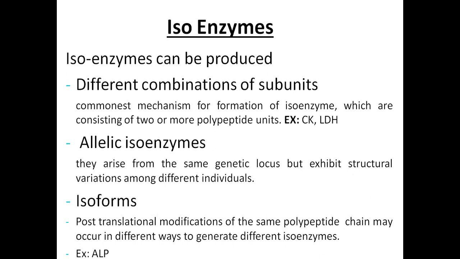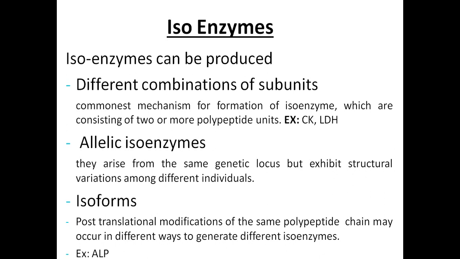CK and LDH exist in isoenzyme form because they are made up of different types of subunits, and the combination of subunits changes from one isomer to the other. This is the most common mechanism for the formation of isoenzymes.